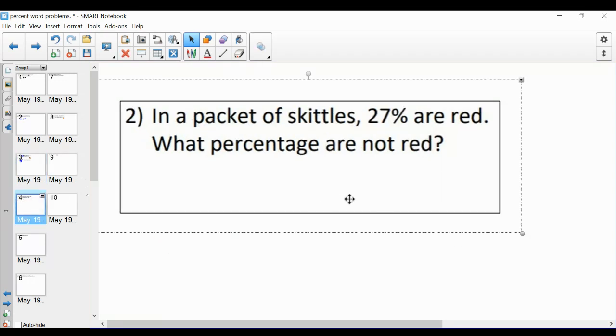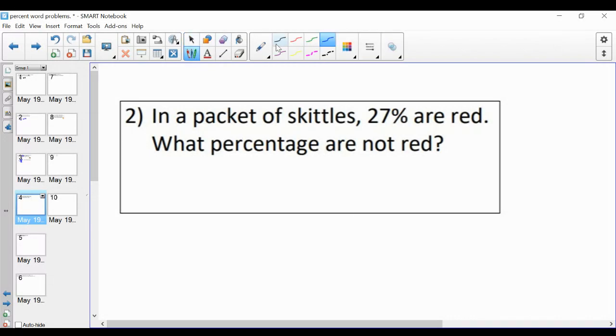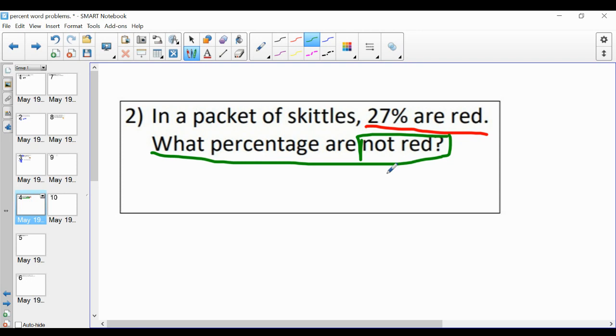In a package of red Skittles, 27% are red. So again, we're talking about part of our package. So part of the package is 27%. They are red Skittles. So now we need to find out what percentage are not red. That's a big deal because not red meaning all the other ones. So again, we would take our 100 because it's percent we're dealing with. And we would subtract out the 27% that are red.